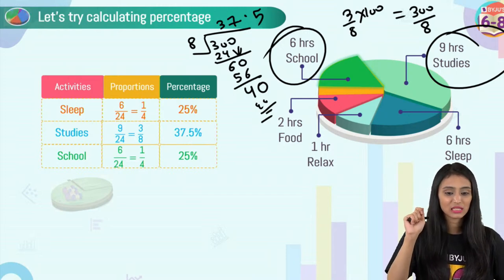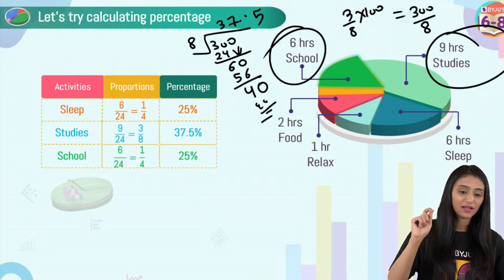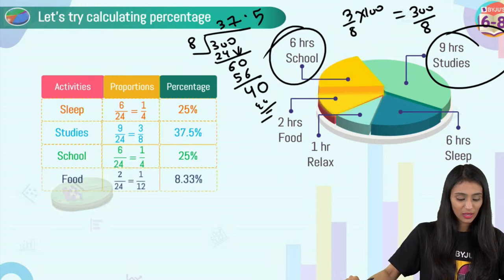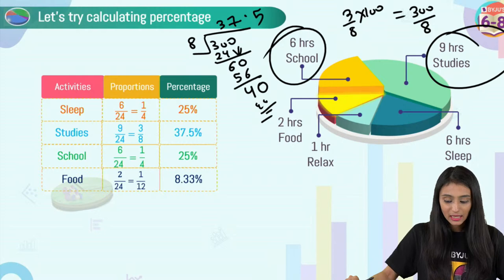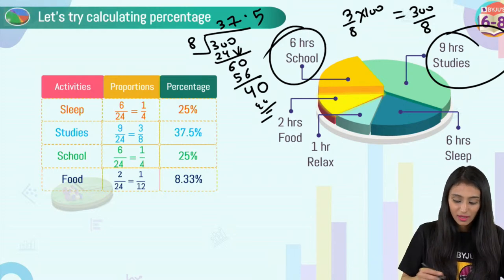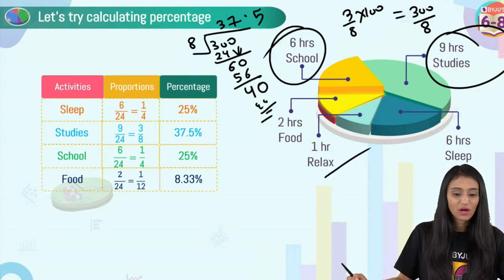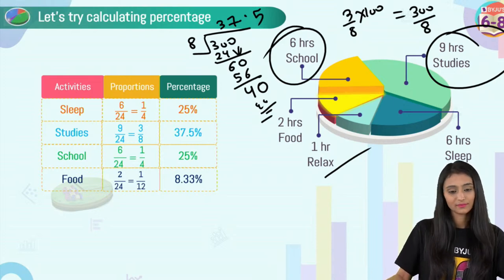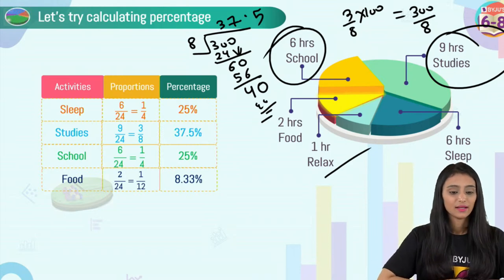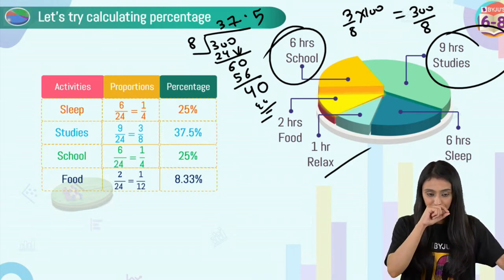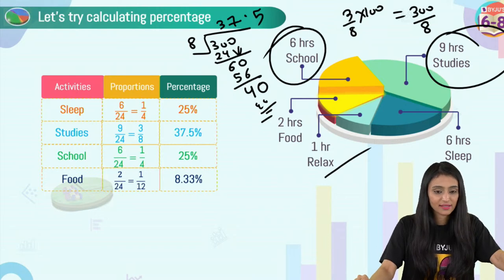Rekha, please refresh the screen. It should work. Okay. Similarly for food, that's going to be 8.33%. Now calculate for me the number of hours he is relaxing. That's 1 hour. Calculate the percentage. Yes, quickly. Percentage for relaxing.